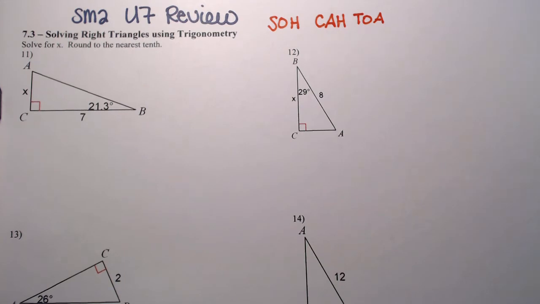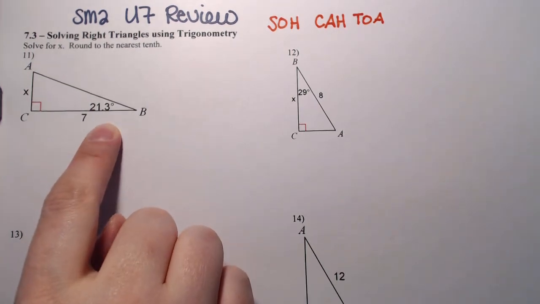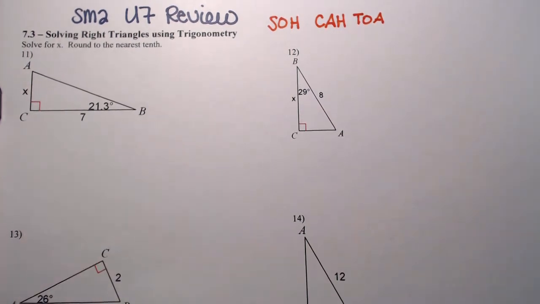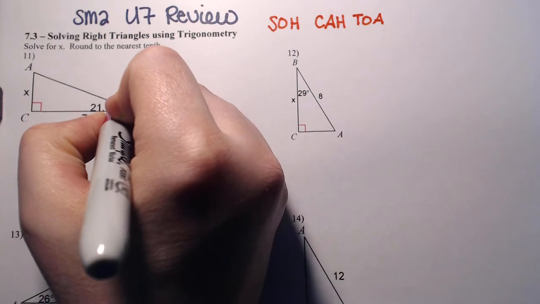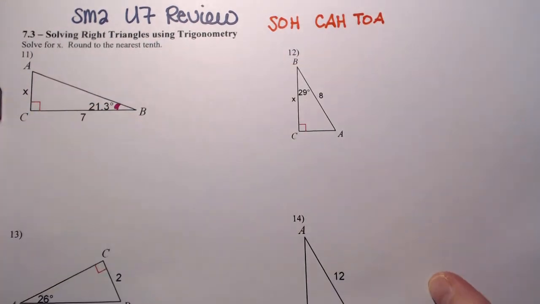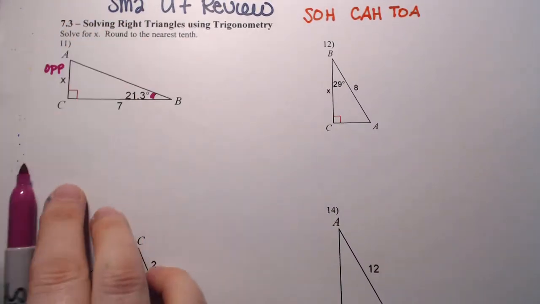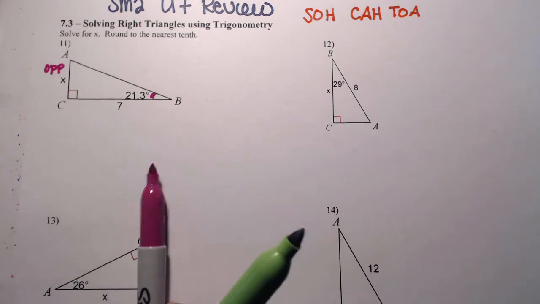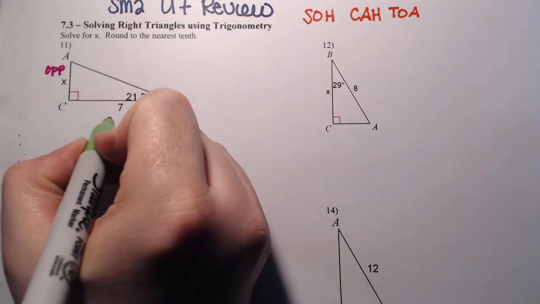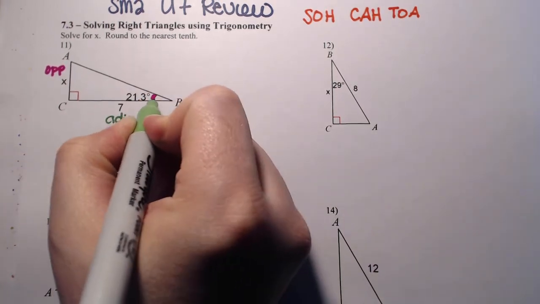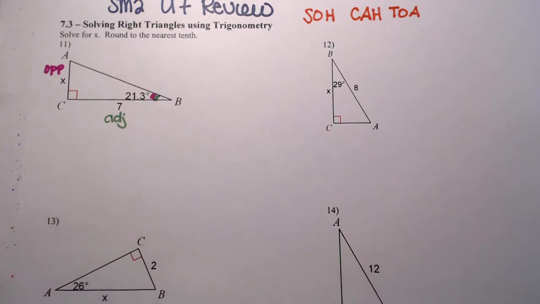So when I'm looking at this angle right here, I'm going to say that since this is my angle, this is the opposite side. Move this over a little bit. Okay, this is the adjacent side. And the hypotenuse.